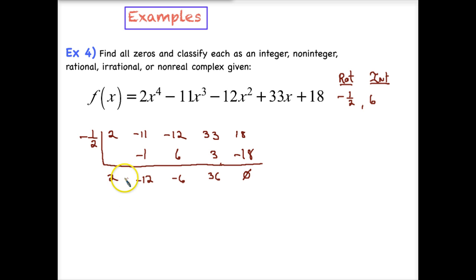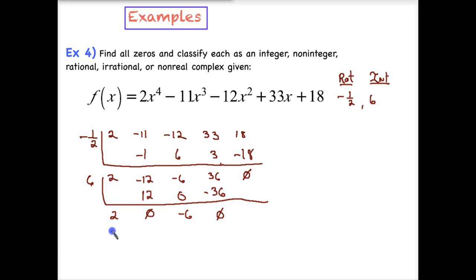Okay, now we can use 6. So let's go ahead and keep these where they are. We don't need to build a function yet. These are our new coefficients, and we're going to factor out a 6. So we can do the same thing. Bring down the 2. We have 12, 0, negative 36, and we end up with 0. Now we're ready to build our quadratic. We have 2x squared. We don't have a middle term, so we don't have an x, and then we have minus 6.